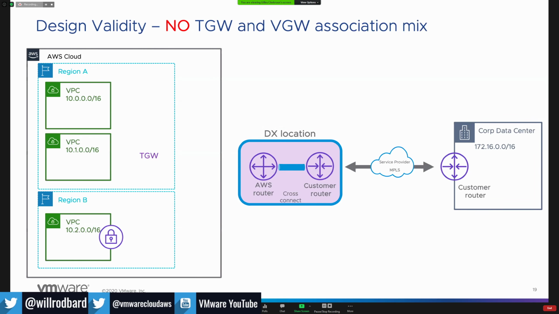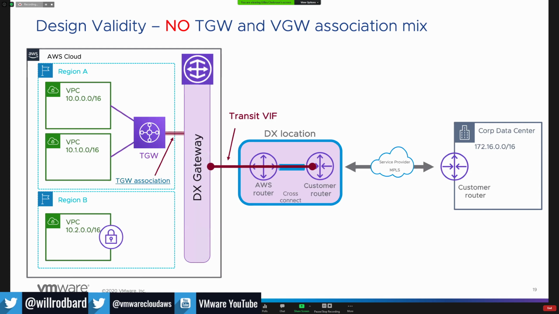I cannot mix transit gateway and VGW associations on a direct connect gateway. So if I have a transit VIF that goes with a transit gateway association, I cannot add a VGW association to it. Okay, this is also important. You have either all VGW associations or all TGW associations. And by the way, if you want to learn more about it, these are active links on AWS that you can actually have a look at.